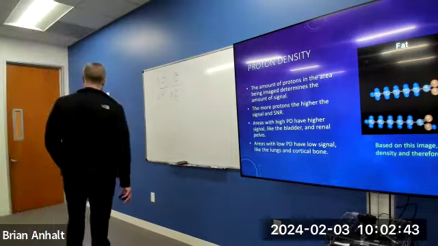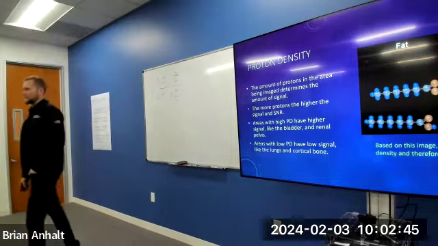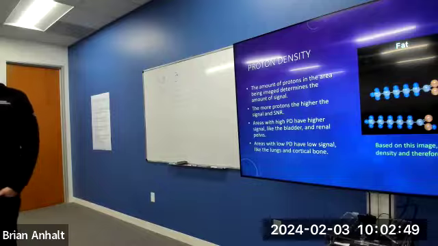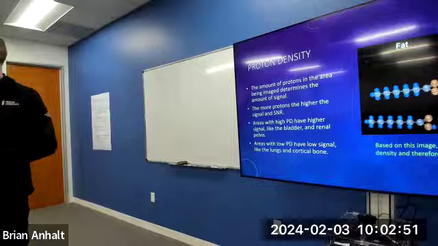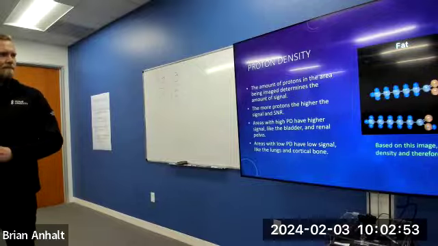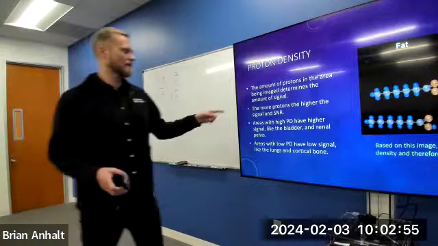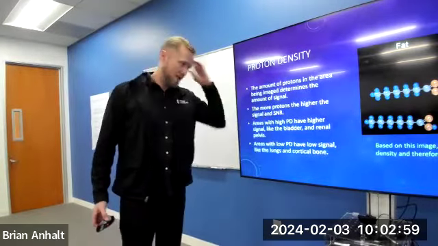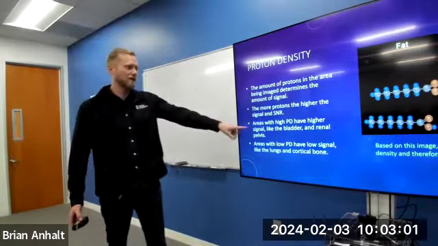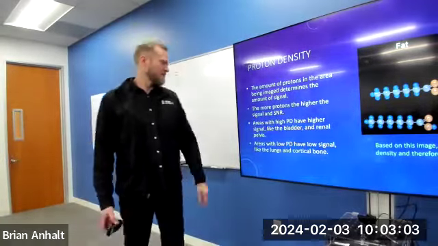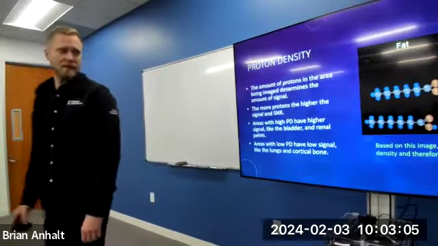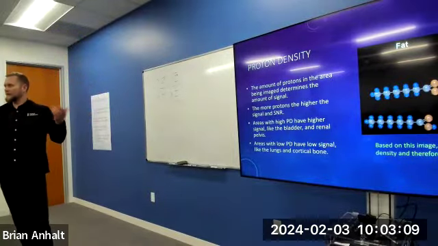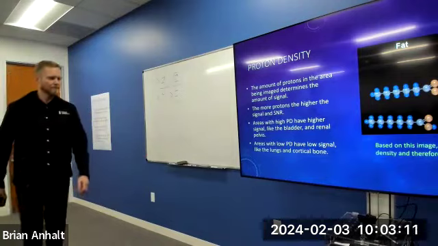Proton density should be relatively obvious as well. Right? The more proton dense a given tissue is, the higher the NMV of that tissue, regardless of the field strength, right? The more protons, the higher the SNR, the higher the signal. Areas that have high proton density, like fat, the bladder, renal pelvis, all of those areas have high proton density. They're going to produce bright signal if we set the parameters properly, right?